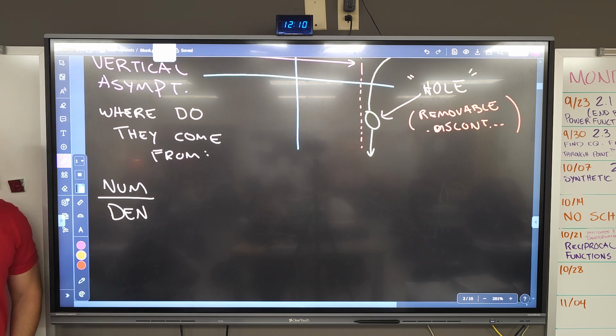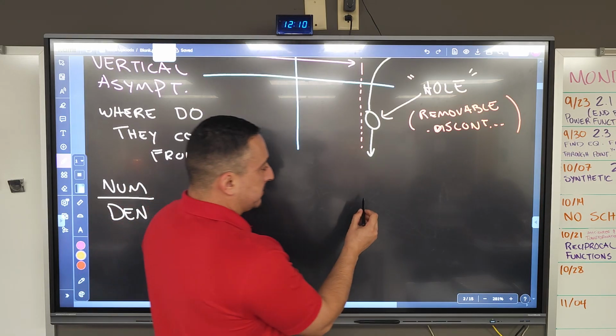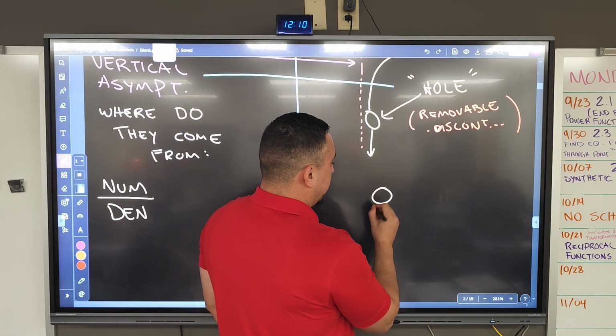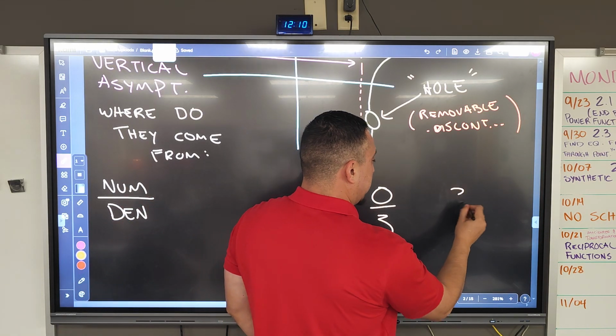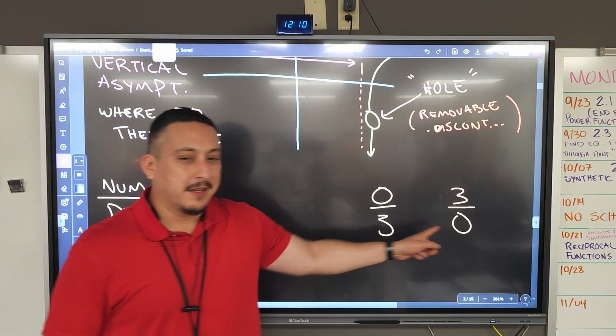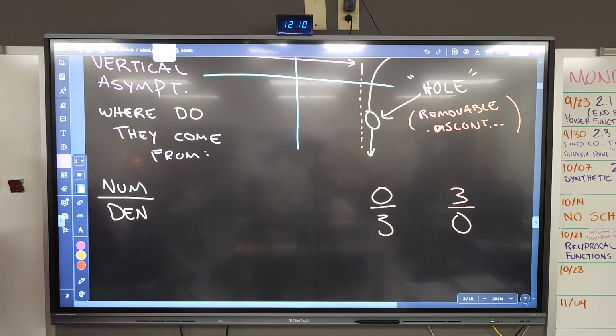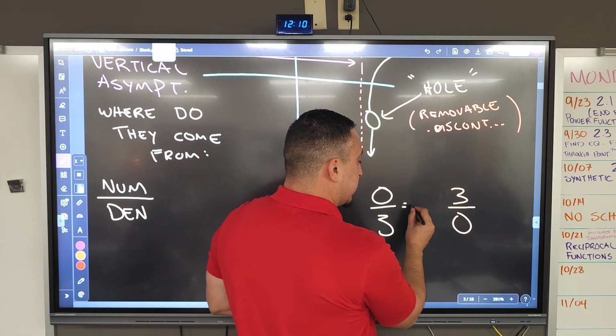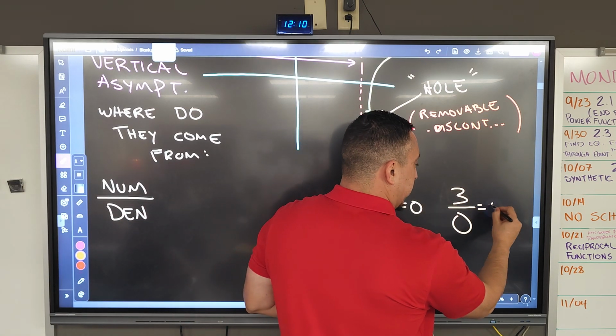I always used to get this confused. Which one can't you do? Don't write this down. One of those you can't do. One of those, the answer is 0. Yeah, the answer to this one's 0. This one you can't do. You'll get an error.